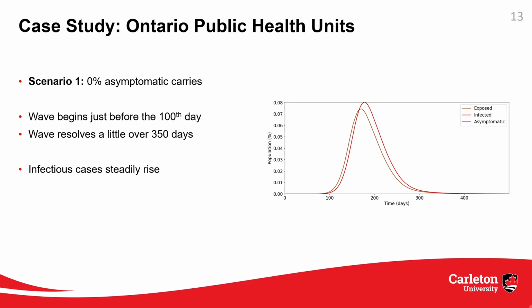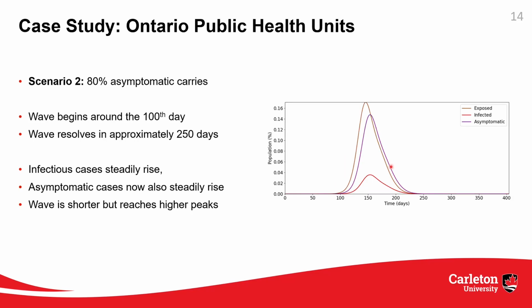The first scenario here is using 0% asymptomatic carriers. Here we can see the wave begins just before the 100th day and it settles a little over and around 350 days. We can see a steady rise of infectious cases and a steady fall, and the same goes for our exposed individuals.